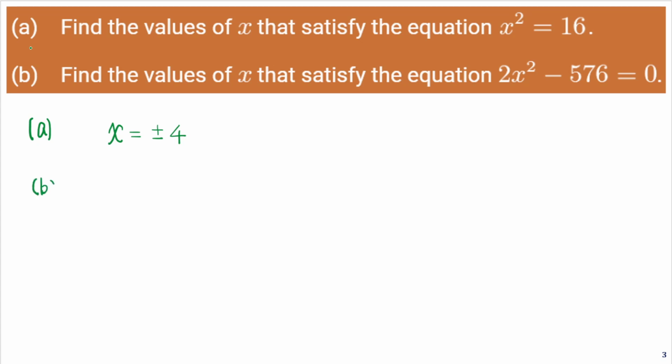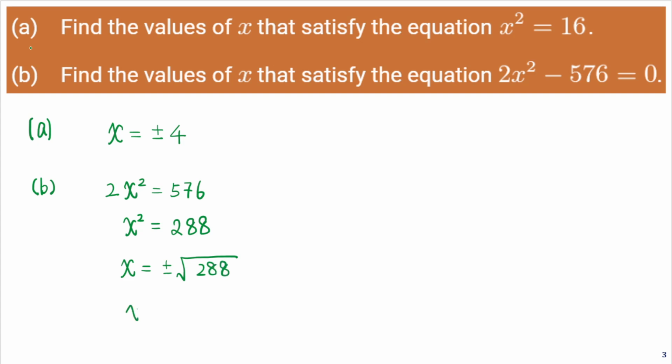And for the second equation, first we can isolate x squared. So basically we have 2x squared equals 576, and then x squared equals 288. And of course x is either positive or negative square root of 288. And simplifying this will give us x is either positive or negative 12 square root 2. Any questions?